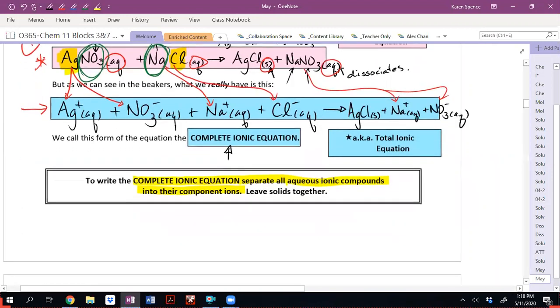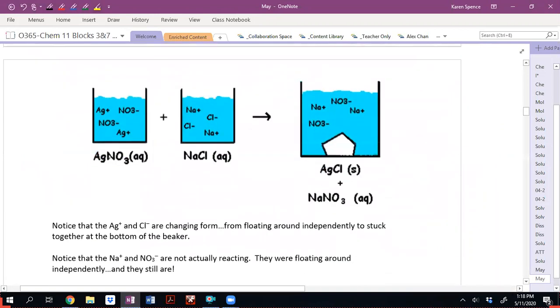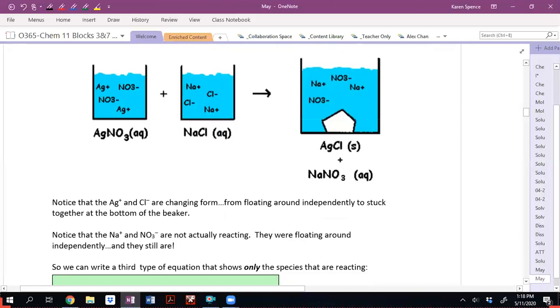So that's our complete ionic equation. So that's the next thing we do. Now, the Ag and the Cl, I want you to focus in on those right now. We have our Ag and we have our Cl, and they start out as free-floating ions, but where are they at the end? They are a solid. So the silver and the chloride actually underwent a chemical reaction and became something completely different. We produced a new chemical. There's been a new substance produced.